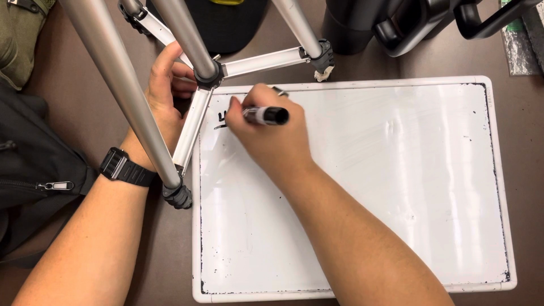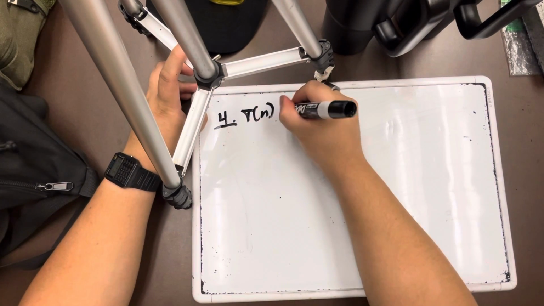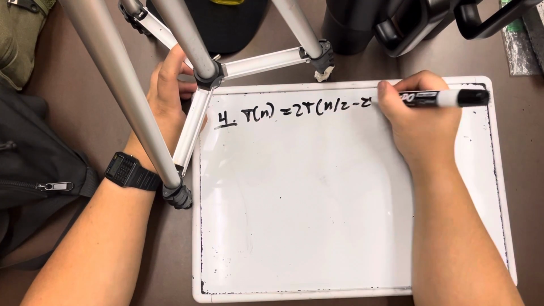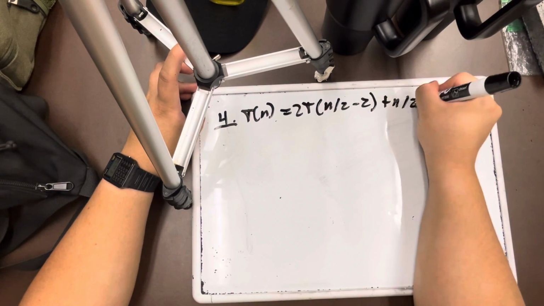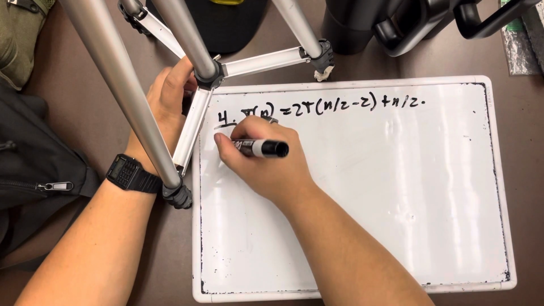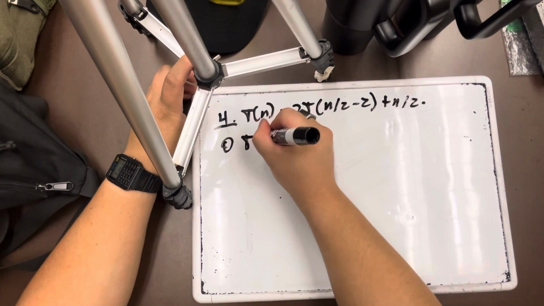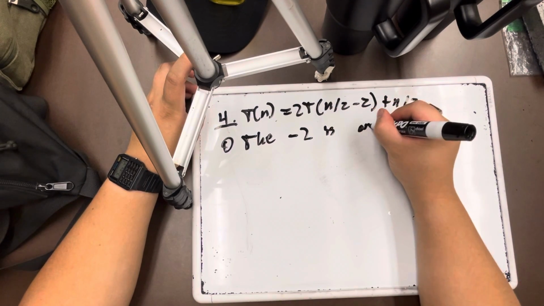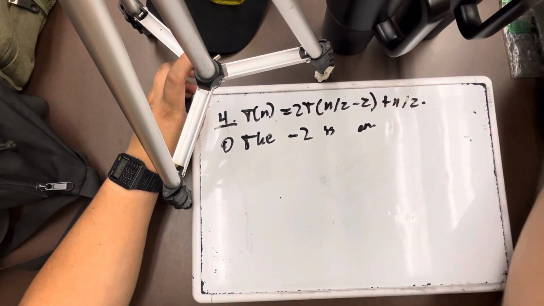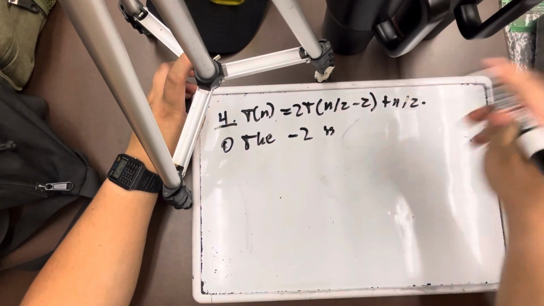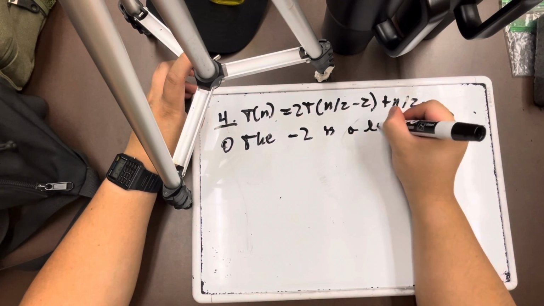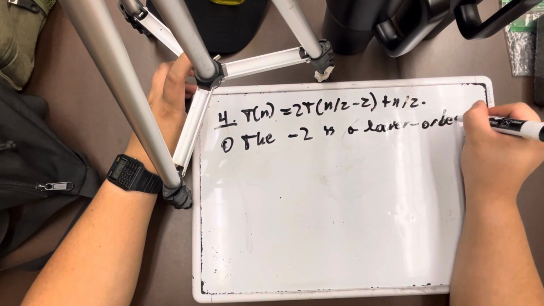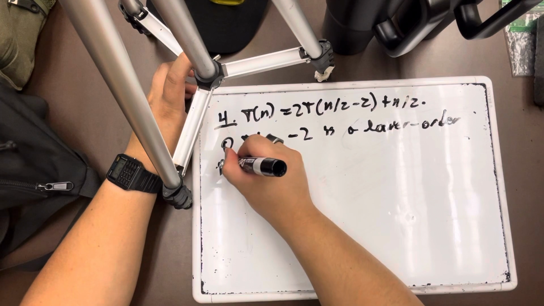So for part 4, we have T of n is equal to 2T of n divided by 2 minus 2 plus n divided by 2. The negative 2 in this case is a lower order perturbation.